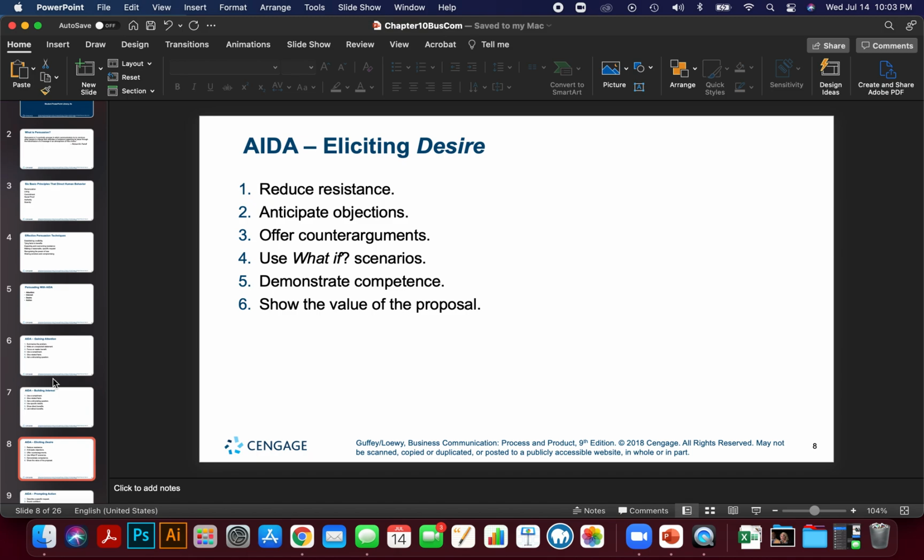Next, we're going to elicit desire. So we're building attention and building interest. So let's build some desire. We're going to reduce resistance, anticipate all their objections, offer counter arguments, and then we're going to paint a picture for them and use a what-if scenario, meaning how they're going to benefit, but use it in an explicit way that allows them to picture themselves with your possible solution. This is going to show the value of the proposal.